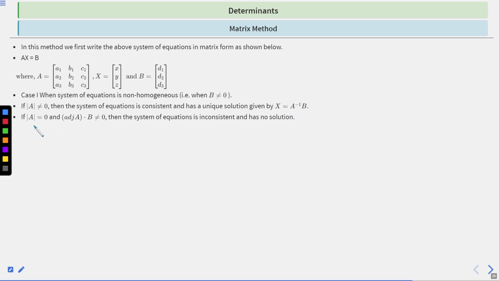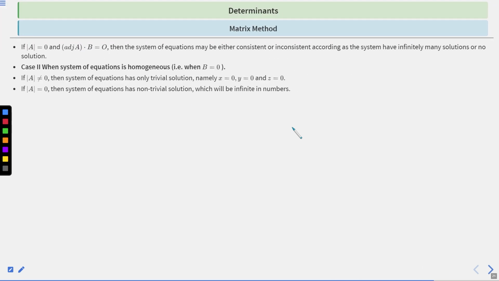And if determinant value of A is equal to 0 and adjoint of A into B not equal to 0, then the system of equations is inconsistent and has no solution, right? So you have to remember this. If determinant value of A is 0 and adjoint of A into B is equal to 0, then the system of equations may be either consistent or inconsistent according as the system has infinitely many solutions or no solutions.